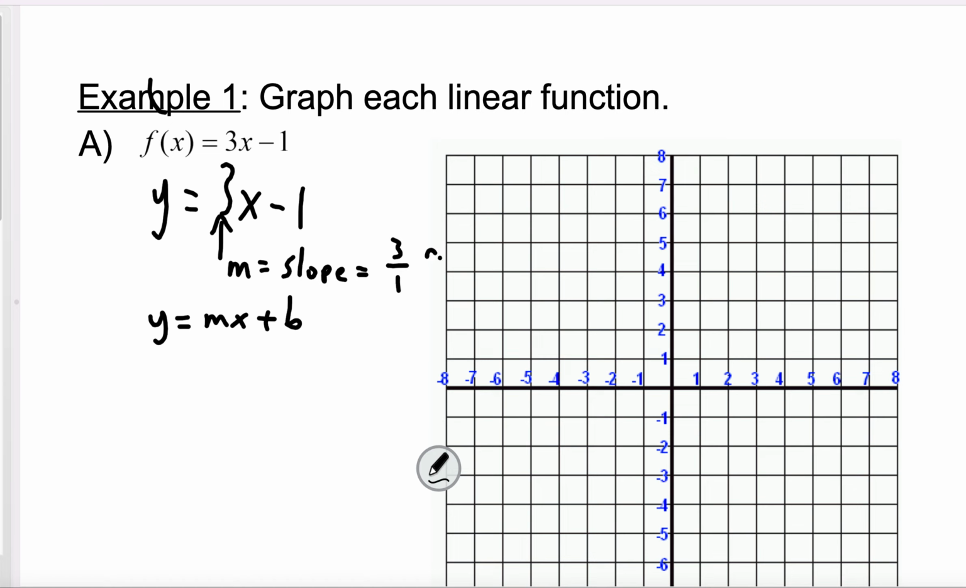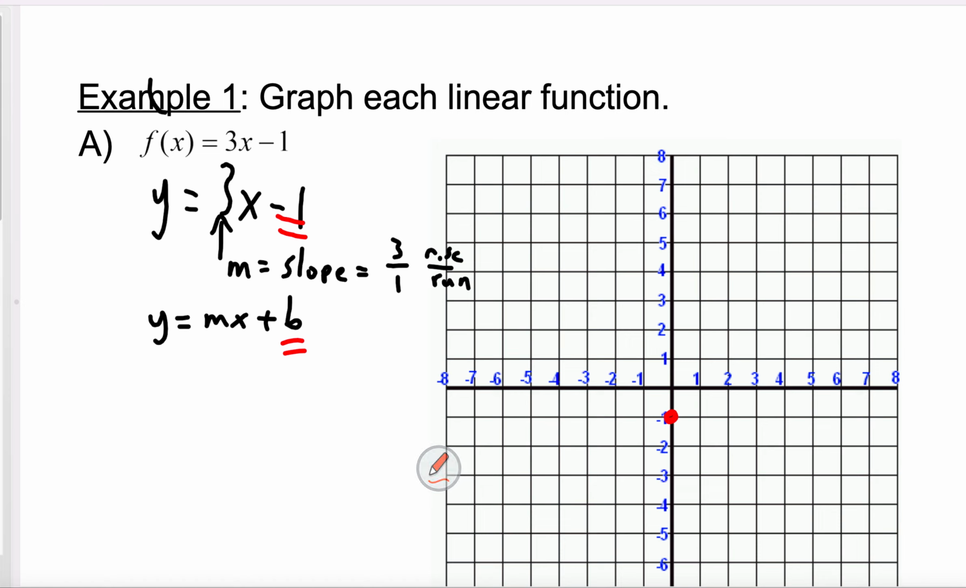So we're going to do rise over run. But where do we start? We start at the y-intercept. And where is the y-intercept? The y-intercept here is this b value, which is this -1. So that's our y-intercept. Let's come over here and plot our y-intercept.